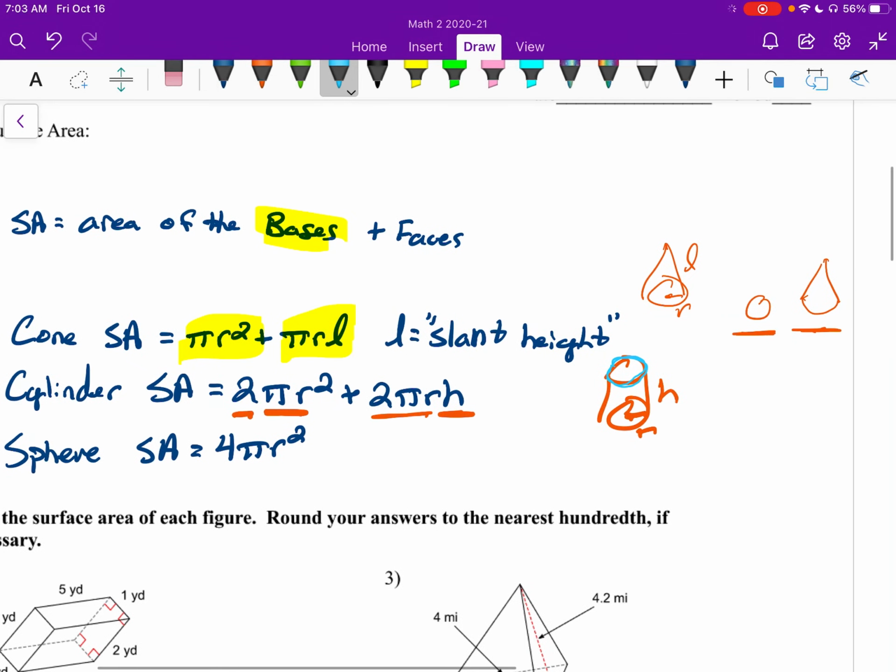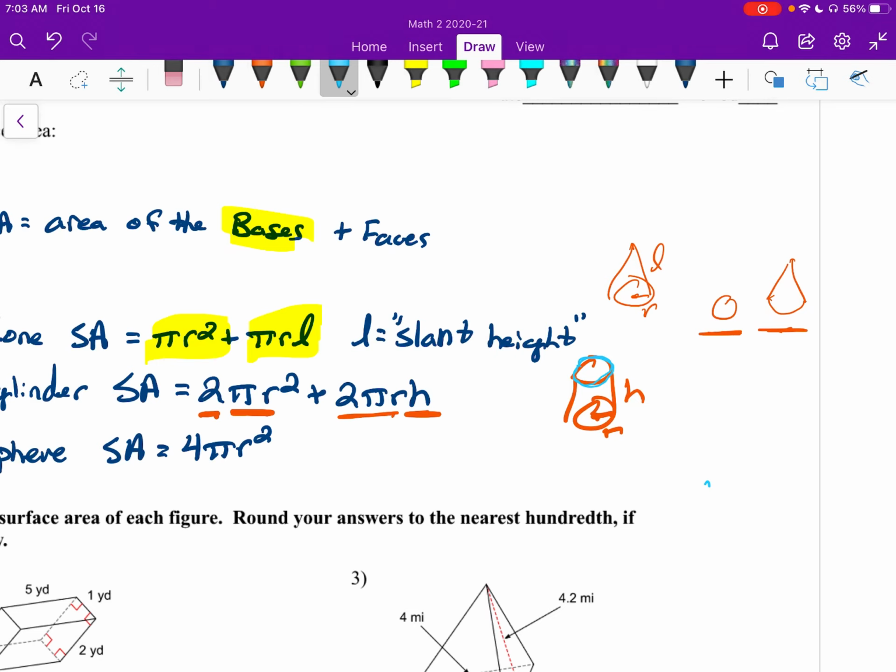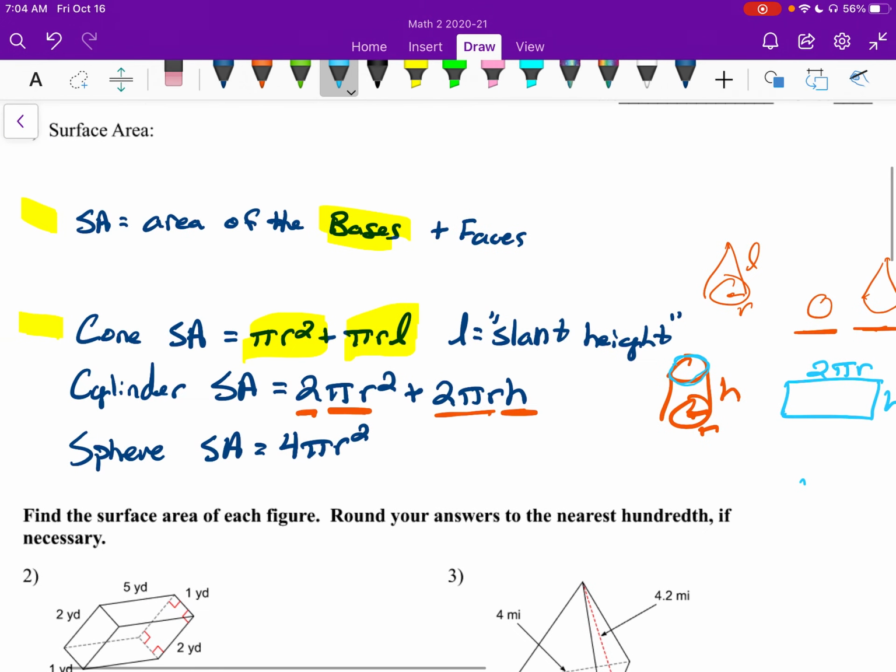If we thought about this, we would unwrap this can of soup. We have two circles and a rectangle. There would be our H. This is 2 pi r because it's the circumference of the circle. All right. And last up, we have the sphere. The surface area for a sphere is 4 pi r squared. And I don't have a really good way to know that one. That one's one that you just have to memorize.